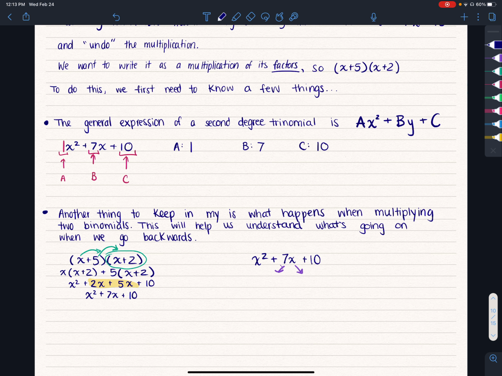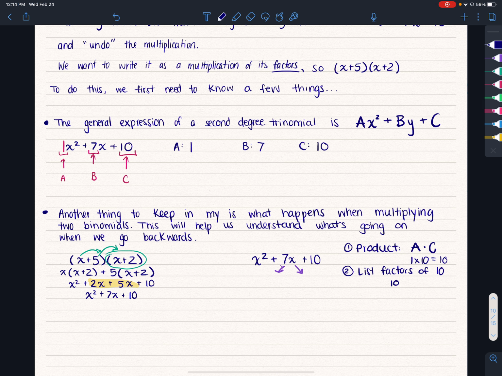So what we do is the first part, which is the product, and your product is a times c. Looking at the general expression, you have your a, your b, your c. What we're going to do is take the a and multiply it by the c. In this case, our a is 1, our c is 10. 1 times 10, we get 10. And the second step is to list your factors of 10.